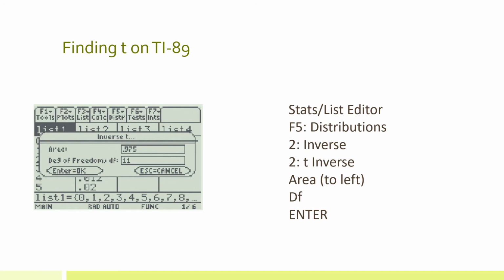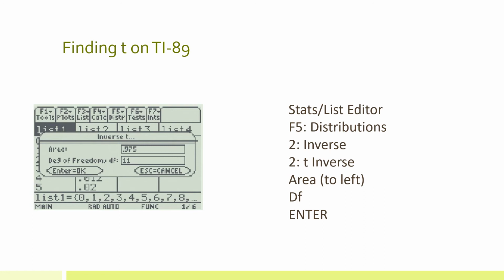So if you go to Stats List Editor, which is where we live in the TI-89, you're going to go to F5 Distributions, and you're going to find the inverse, right? Because we want our critical value. You're going to look for the T inverse. Now what's tricky about this is you have to enter the area to the left. So let's say I want a 95% confidence interval. Well, that's in the middle.